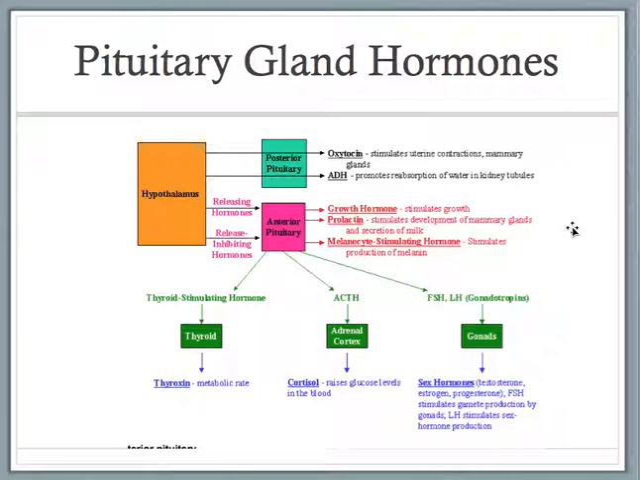The ones down here in red are tropic hormones, but they are going to have an additional gland that they work on. So the first one is thyroid stimulating hormone. It's got a great name. It tells you exactly what it does. Thyroid stimulating hormone, or TSH for short, binds to cells on the surface of the thyroid and stimulate production of T3 and T4. Then we have ACTH, adrenocorticotropic hormone.